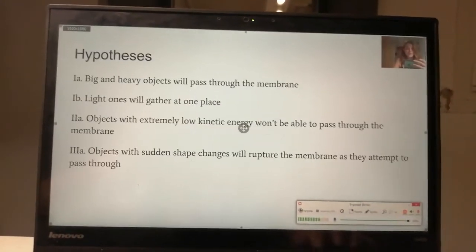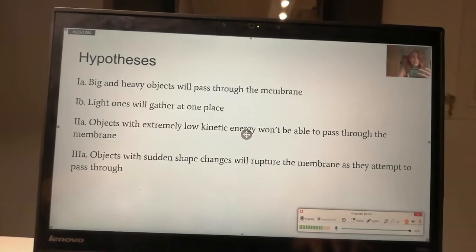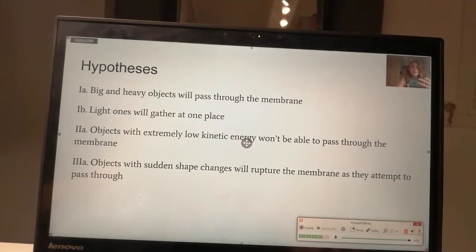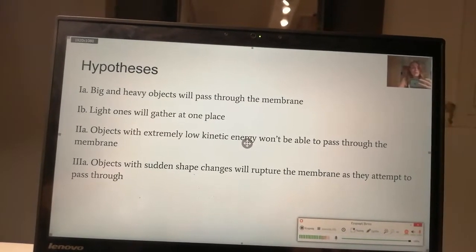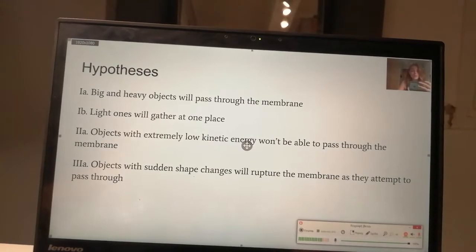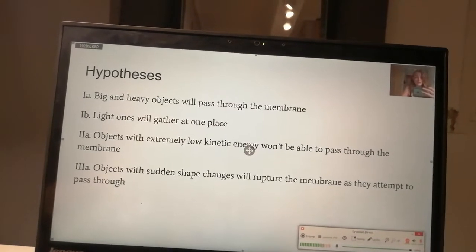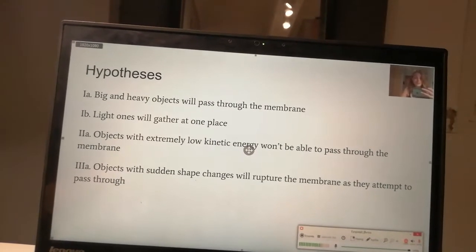Now moving on to the experiments. The initial hypotheses were that big and heavy objects will pass through the membrane, the light ones will gather in one place, objects with extremely low kinetic energy won't be able to pass through the membrane, and lastly, objects with sudden shape changes will rupture the membrane as they attempt to pass through it.